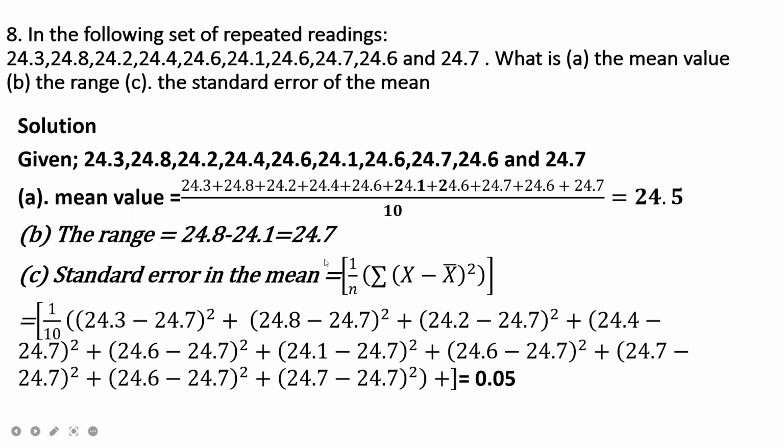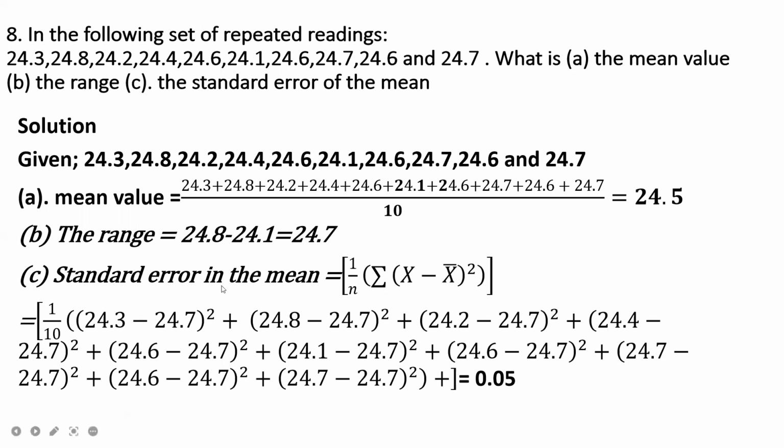Now, the next thing is to calculate the range. The range is simply the difference between the highest value, which is 24.8, and the least value, which is 24.1. So on subtracting, we have 0.7 as our range.